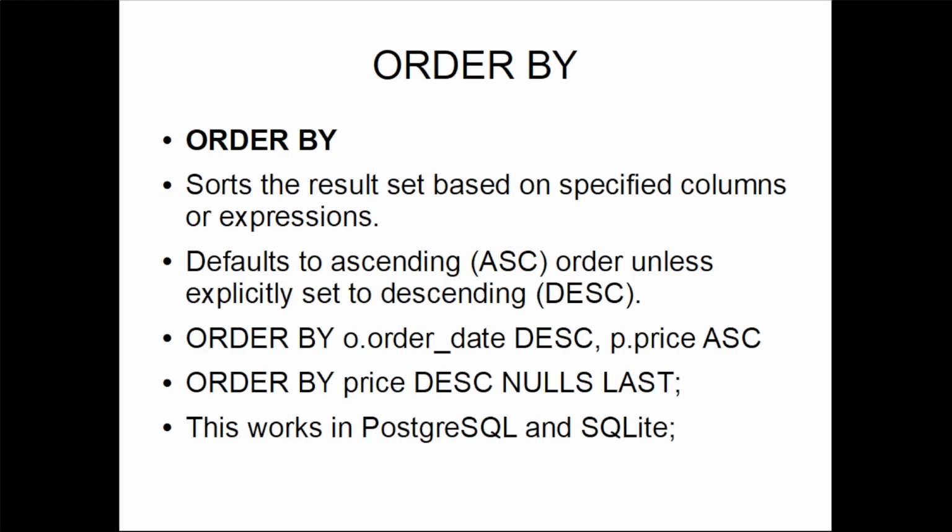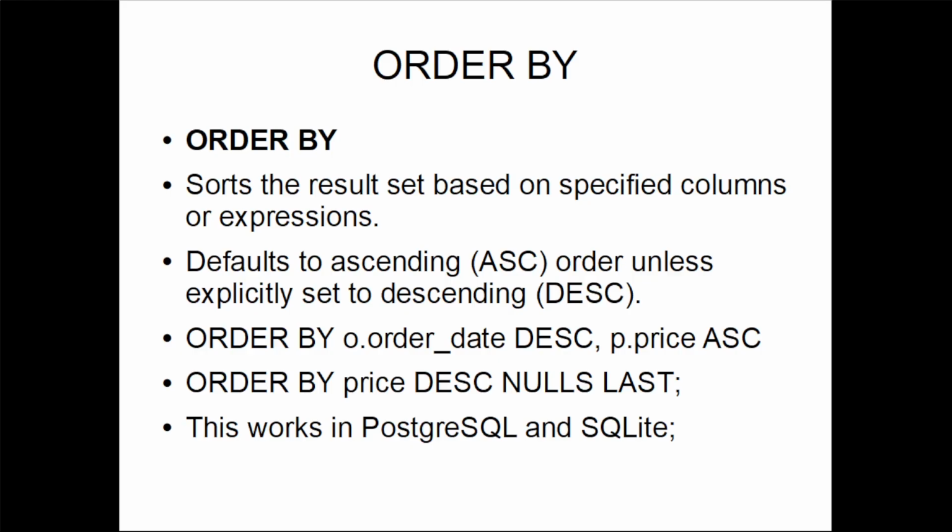Ascending order, the default, like A to Z, and 1 to 10. Descending order, like Z to A, and 10 to 1. Multiple columns can be specified, with sorting applied sequentially, first by the first column, then by the second, etc. Example. Order by o.order_date descending, p.price ascending. Here, o.order_date descending ensures the most recent orders appear first. p.price ascending sorts products by price in ascending order.